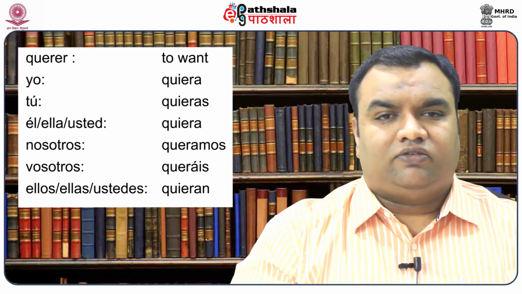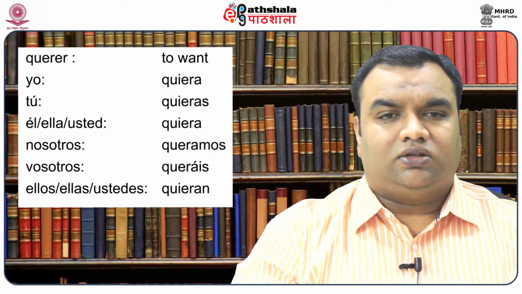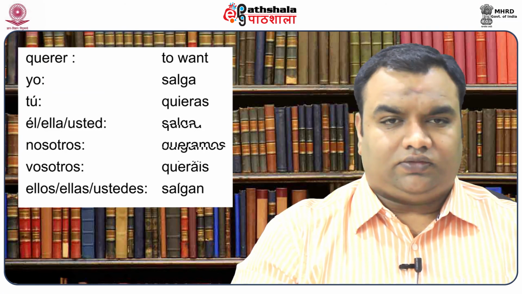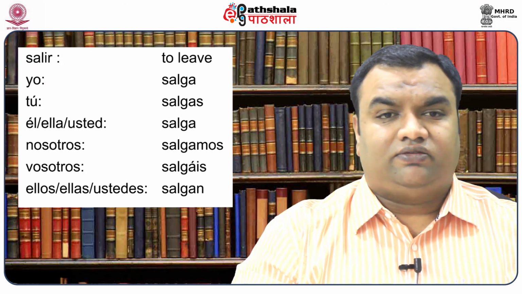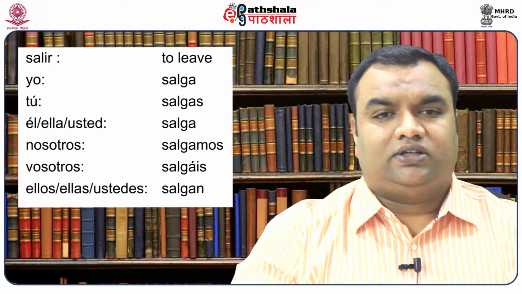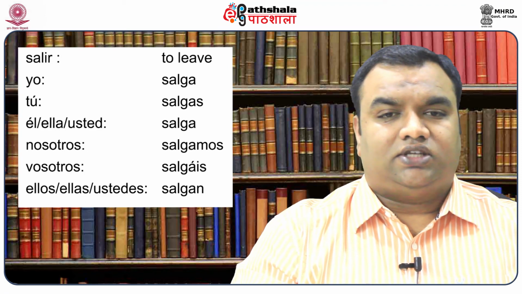The verb poder, which means to be able to, is conjugated in the following manner: pueda, puedas, pueda, podamos, podáis, puedan. The verb poner is conjugated like this: ponga, pongas, ponga, pongamos, pongáis, pongan. The verb querer, which means to want, is conjugated in the present subjunctive in the following manner: quiera, quieras, quiera, queramos, queráis, quieran. Salir, which means to leave, is conjugated in the present subjunctive like this: salga, salgas, salga, salgamos, salgáis, salgan.